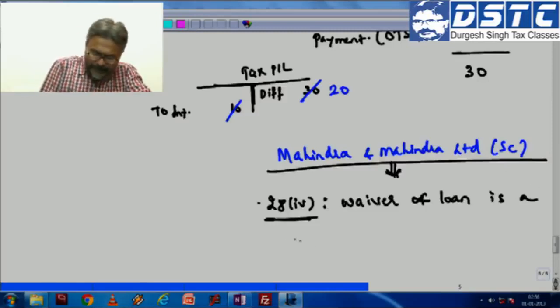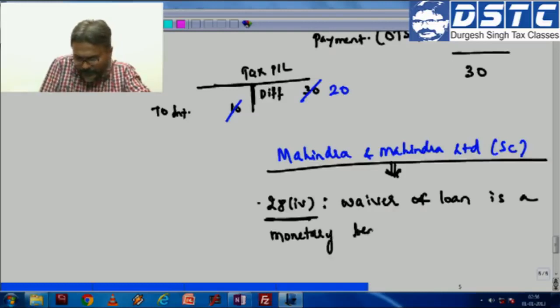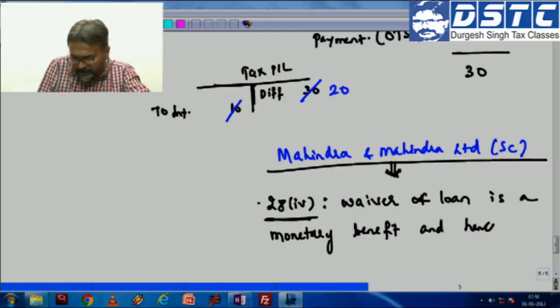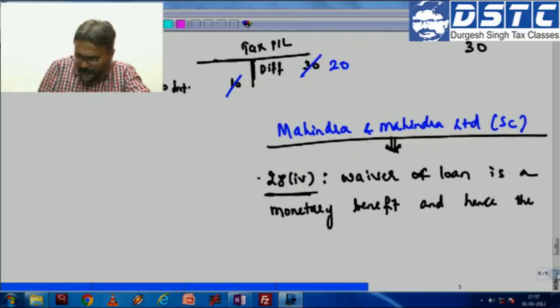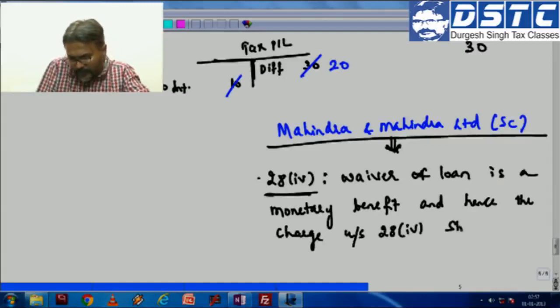So in this case, waiver of loan is a monetary benefit, and hence the charge under section 28(4) shall not arise.